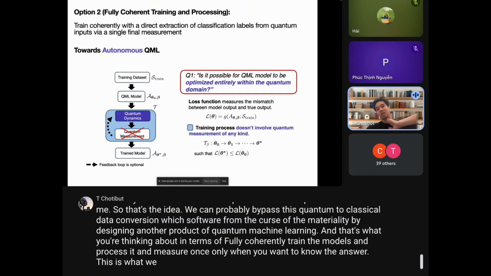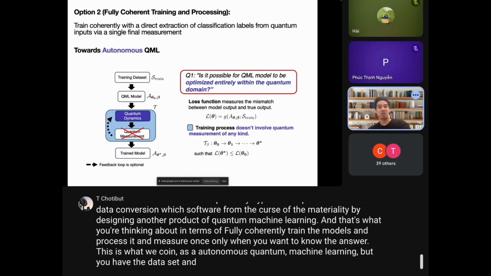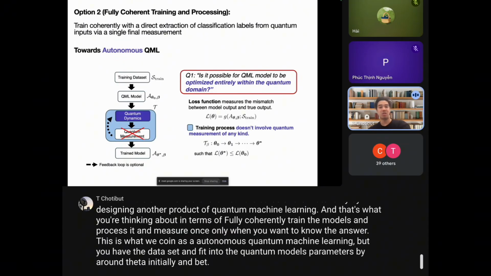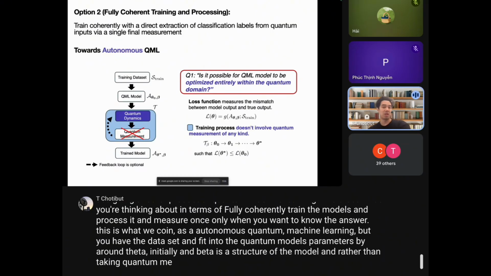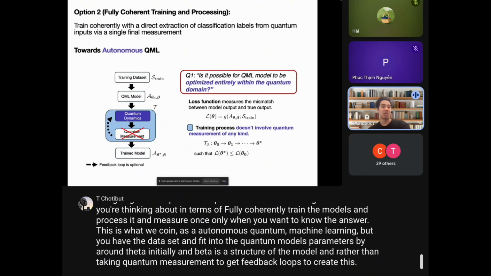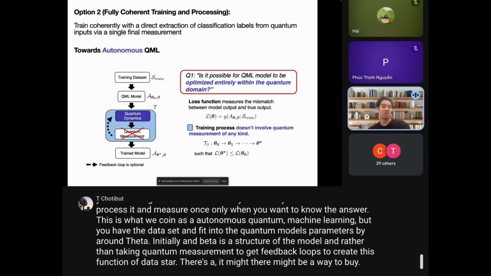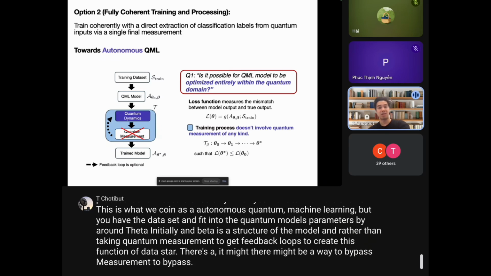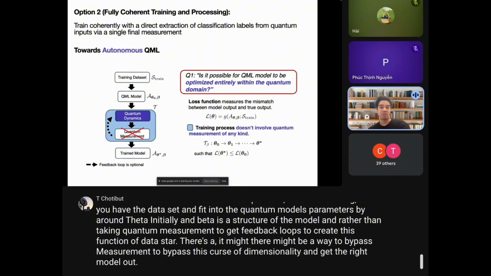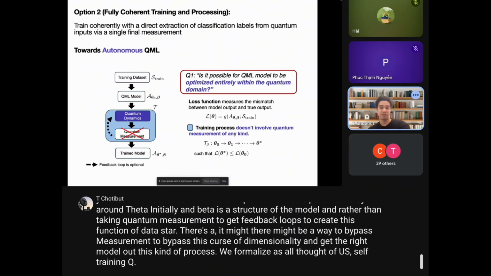This is what we coin as autonomous quantum machine learning, where you have the dataset and feed it into the quantum models parameterized by theta initially, and beta is the structure of the model. And rather than taking quantum measurements to get feedback loops to create this function A of theta star, there might be a way to bypass quantum measurement, to bypass this curse of dimensionality and get the right model out. This kind of process we formalize as autonomous self-training QML.